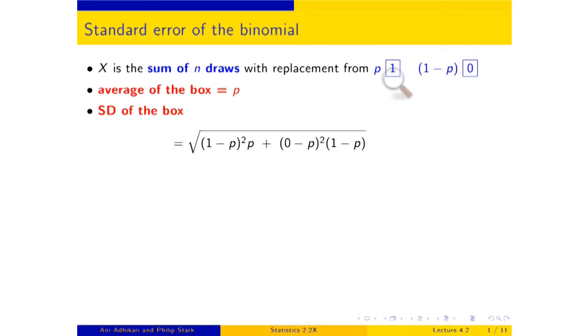So here's a value 1, the average is p, the deviation is 1 minus p. You're going to square that deviation, that's what you got there. And there's a proportion p of those. Play the same game here. The value is 0, the average is p, the deviation is 0 minus p. Square it. There's a proportion 1 minus p of those. And this is the SD of the box.